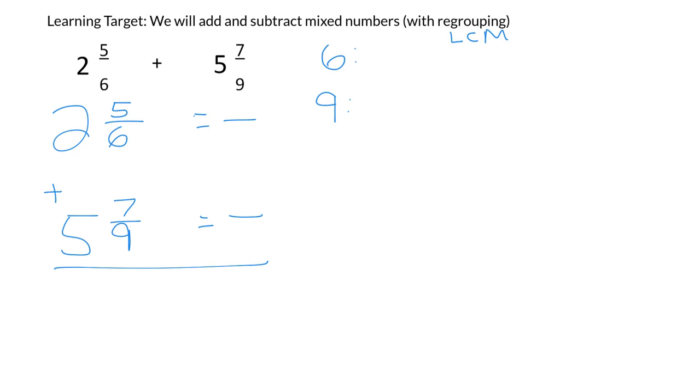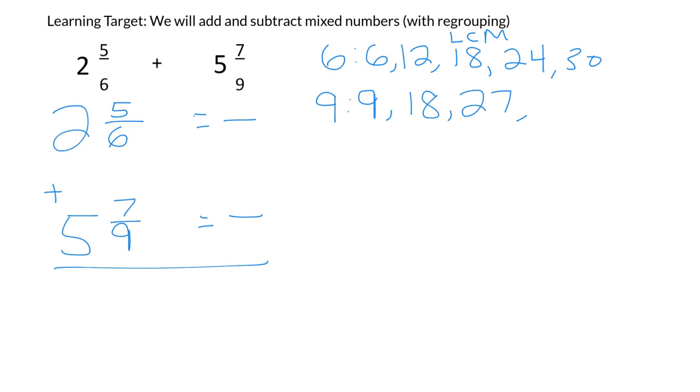Okay, so 6 times 1 is 6. This is just like you skip counting by 6. 12, 18, 24, 30. Okay, so I went up to 6 times 5. Now let's look for one for 9. 9 times 1 is 9. 9 times 2 is 18. 9 times 3 is 27. 9 times 4 is 36. So I'm guessing some of you saw it already and you said stop. And it is right here.